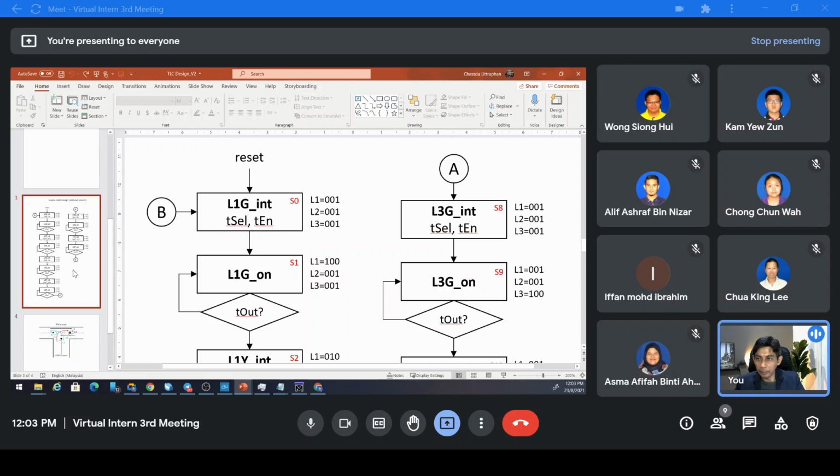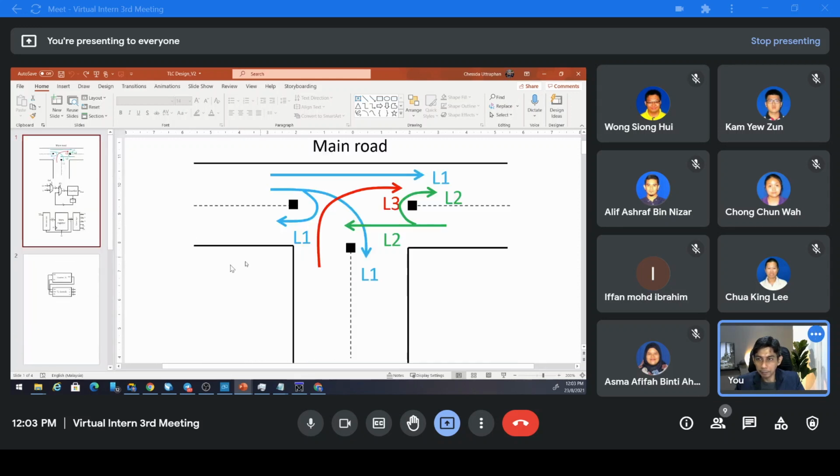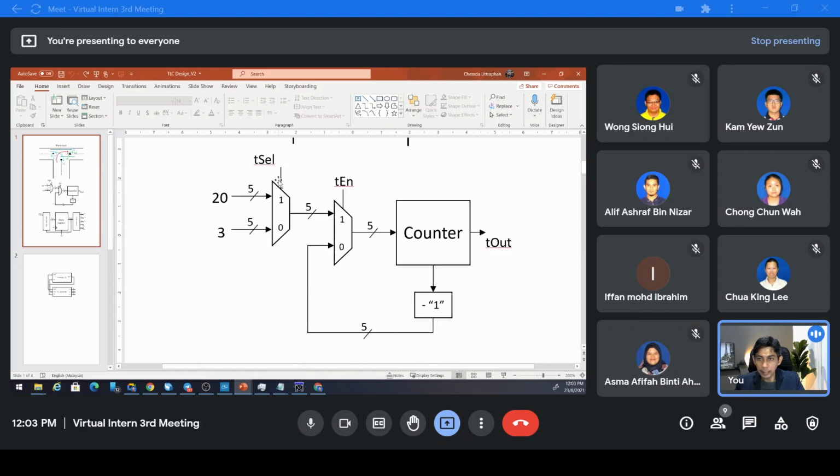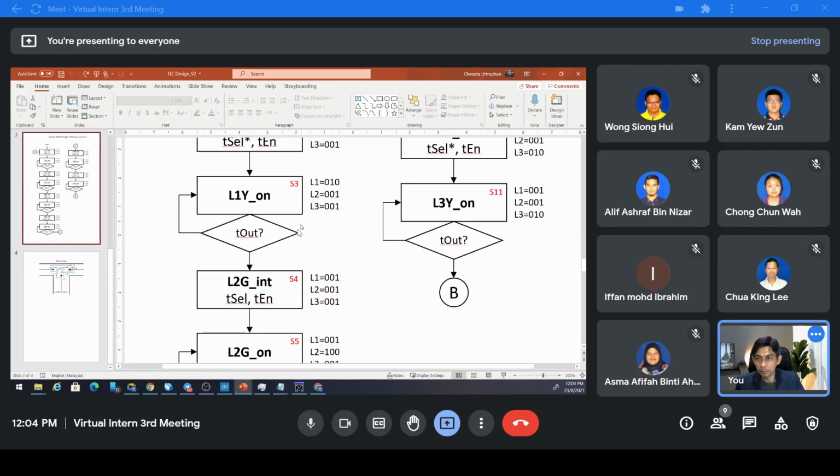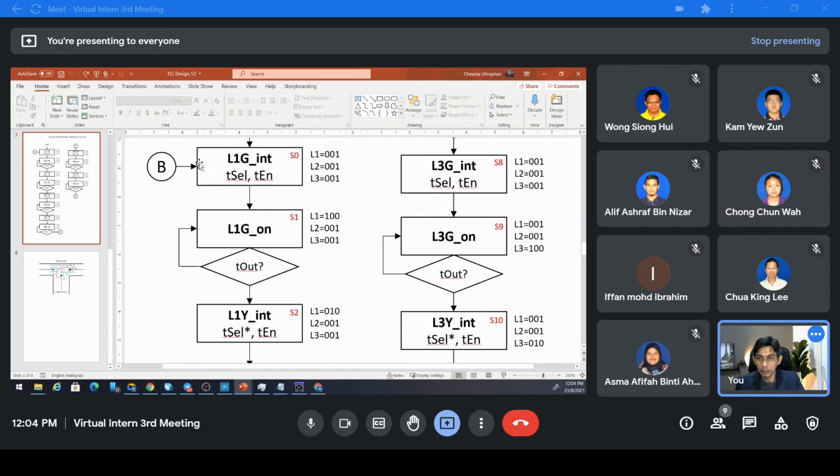So what happens if we do this? It means that T select equal to 1. So of course here we'll go to here, 20. T enable equal to 1. Remember, T enable equal to 1 means that 20 will go to here, meaning 20 is in the counter. 20. And then the next clock cycle. All right.